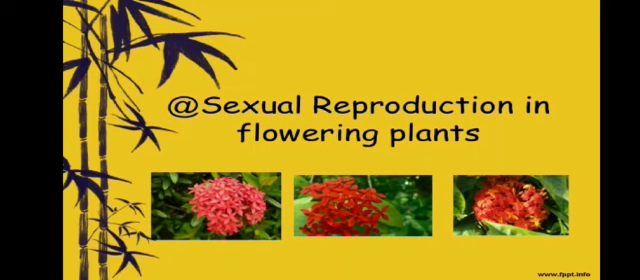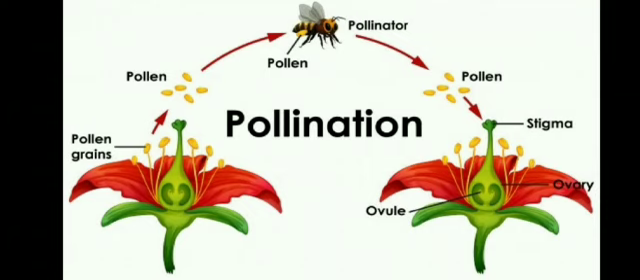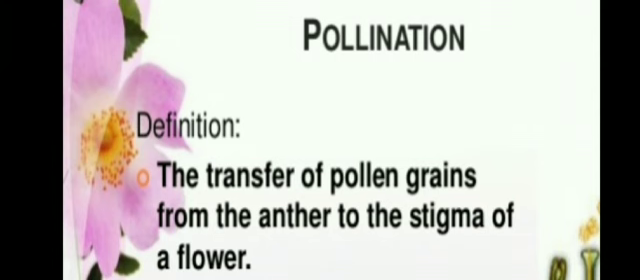So how does this sexual reproduction occur in flowering plants? It occurs by the process called pollination, where the pollen grains are transferred from the anther to the stigma by the pollen agents. Before seeing the pollen agents, let's see what pollination is. Pollination is nothing but the transfer of pollen grains from the anther to the stigma of a flower. So, let us see what is meant by pollen grains, anther, and stigma.